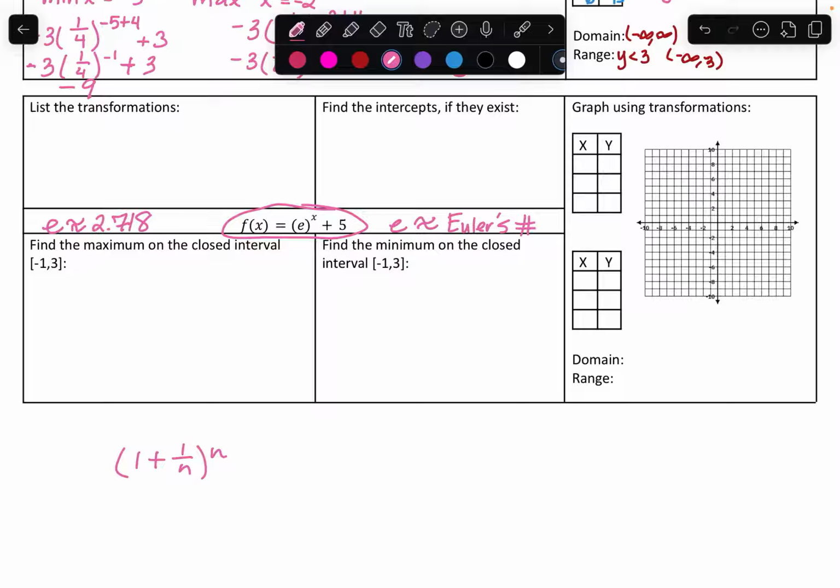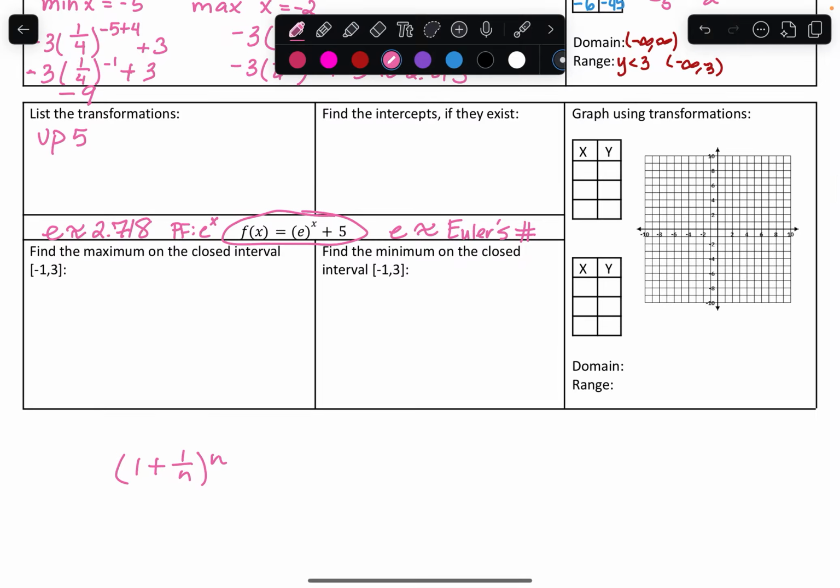Okay. Looking at e to the x plus 5. Here the base is e. Remember, there can be infinite number of parent functions depending on what the base is. So the parent function here is just e to the x. The only transformation we have is it's been shifted up 5. That's going to determine where our horizontal asymptote is at y equals 5.